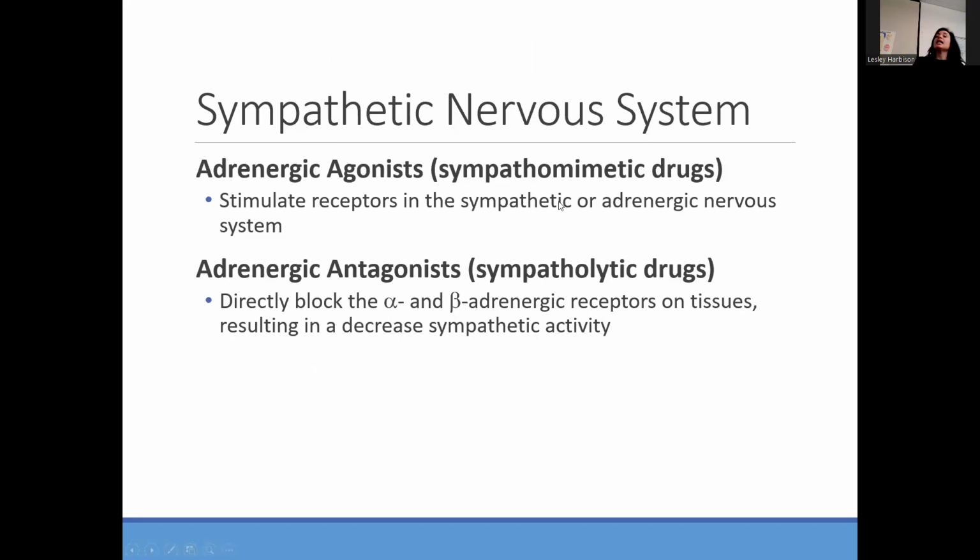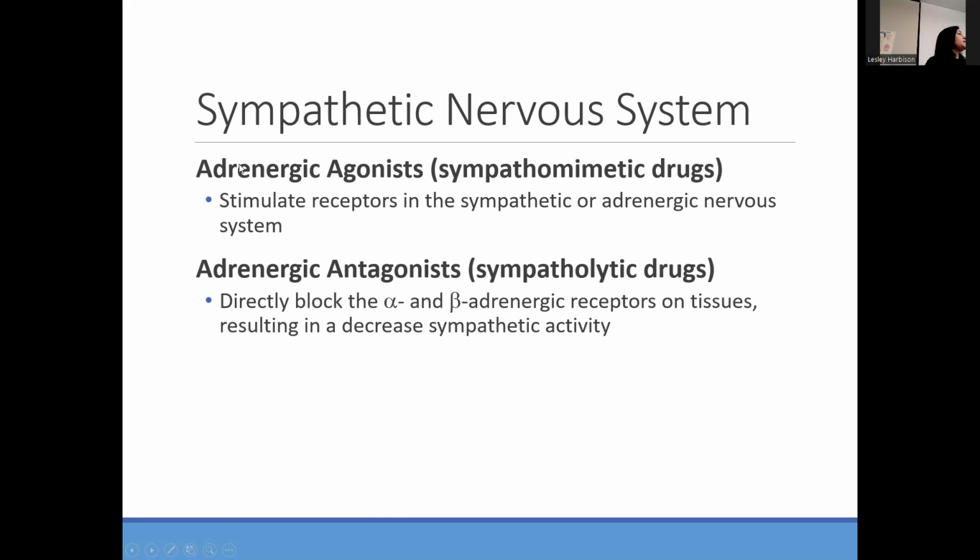Adrenergic agonists, another name for this. This will pop up on an exam and you'll be like, what the heck was sympathomimetic? I don't remember that term. So just highlight this as another term to learn. If it's an adrenergic agonist, another term for that is sympathomimetic drugs.